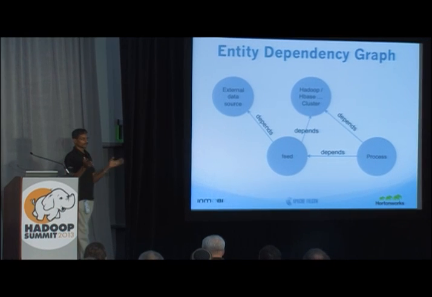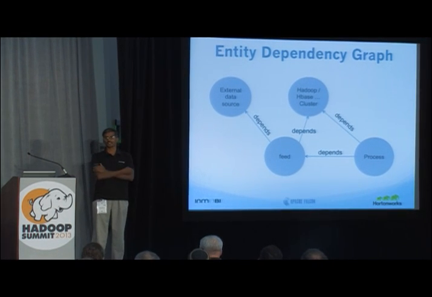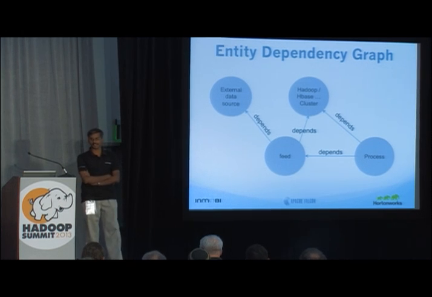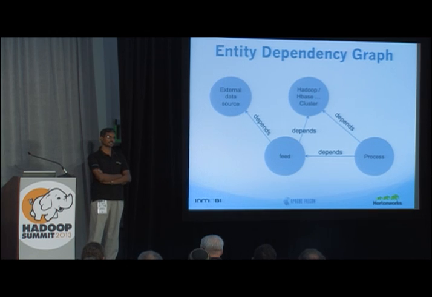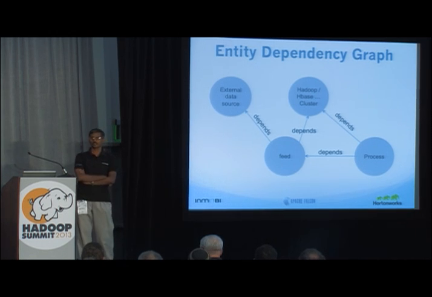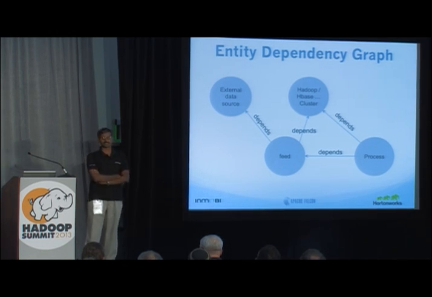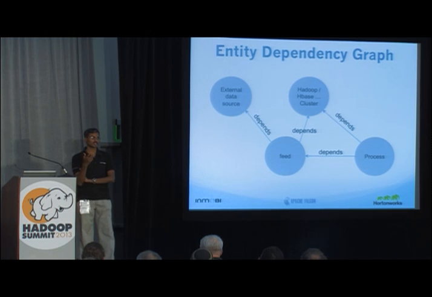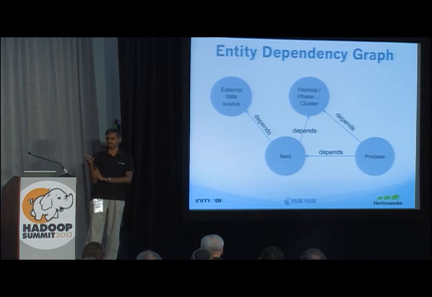So at the core of the Falcon system is something we build called the entity graph. There are 3 entities that we currently support. We'll have more such entity definitions built into Falcon in future. But the 3 of them are cluster, feed or data set, and process. A cluster is basically a bunch of endpoints that define what a cluster is.